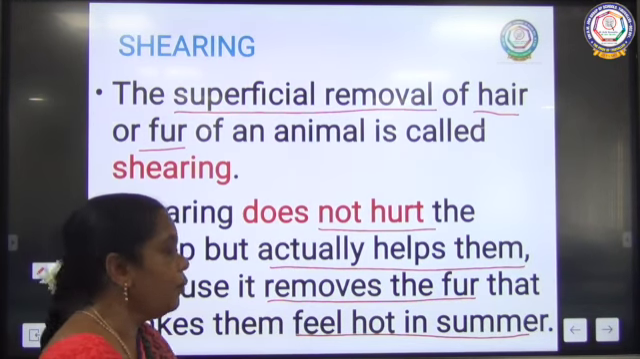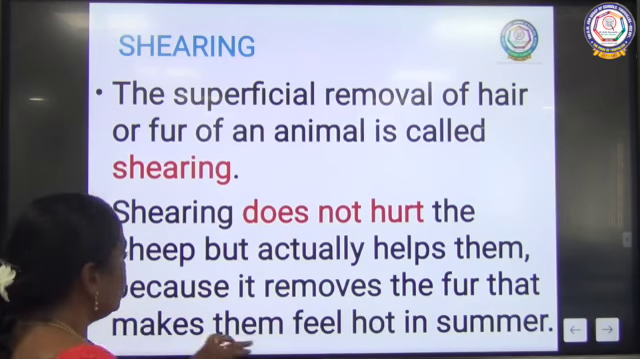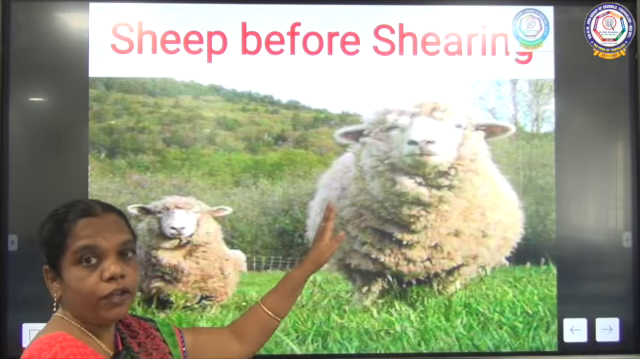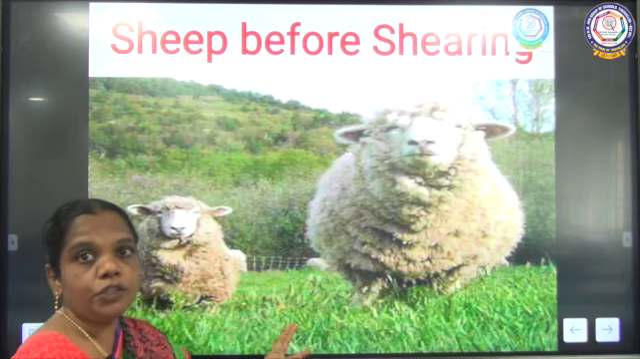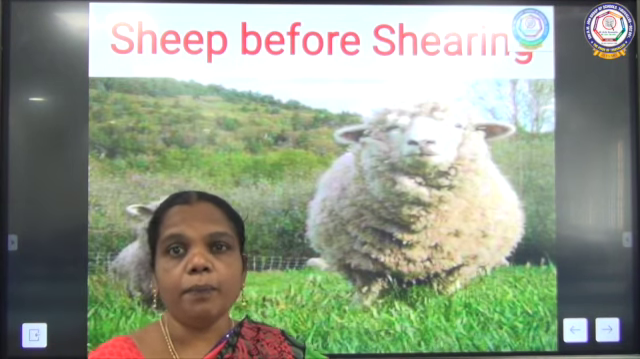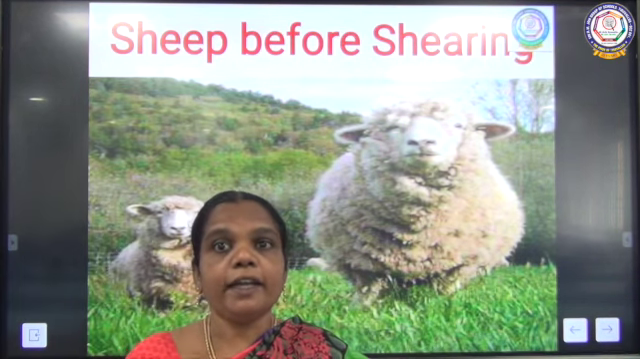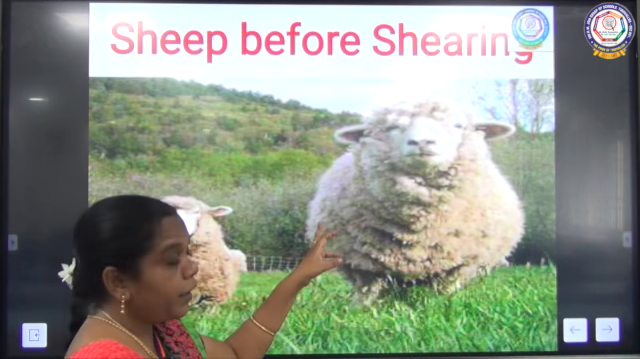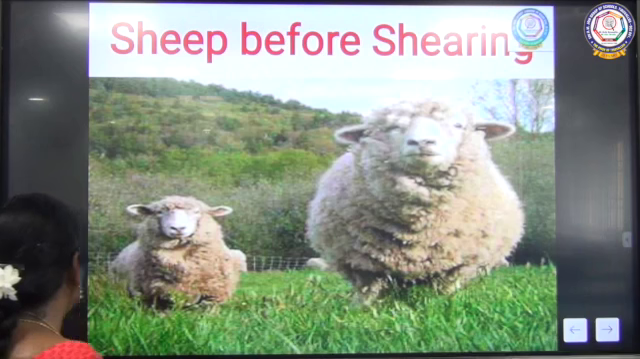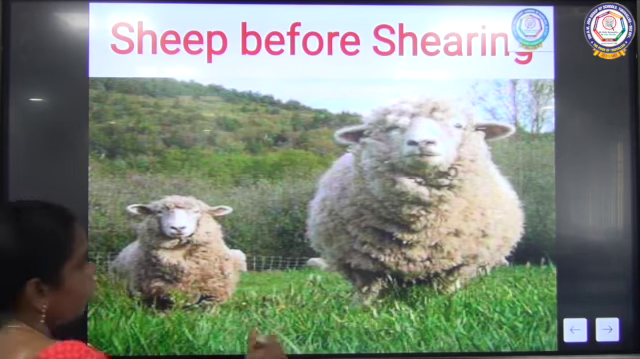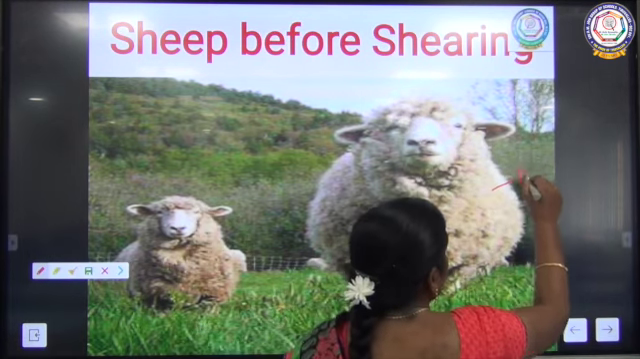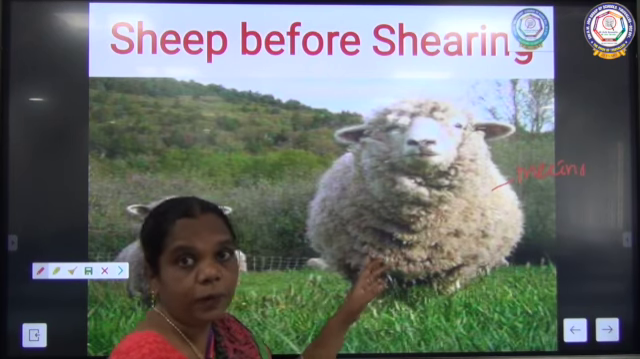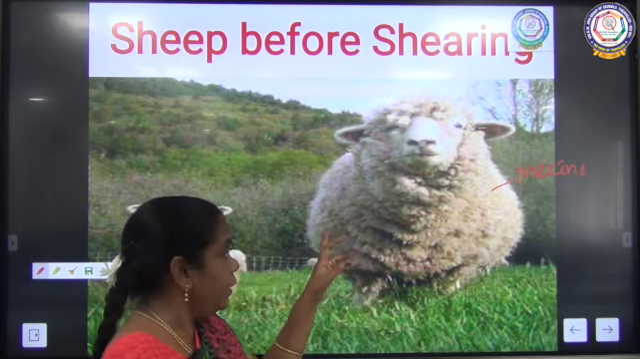So how are we going to remove this? Now see this animal, the sheep. We get wool from goat, sheep, camel relatives like llama and alpaca, and we can get it from rabbit also. Now see this sheep. The name of this breed is called Merino. This breed is reared in Spain for wool.